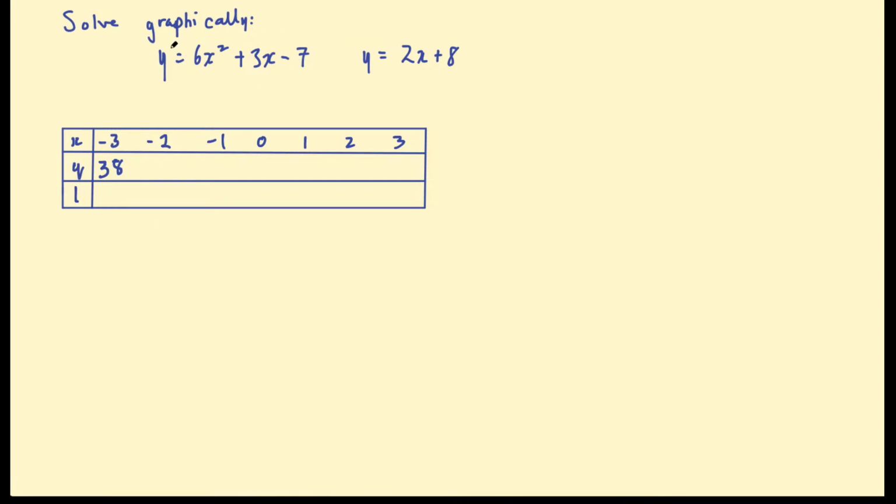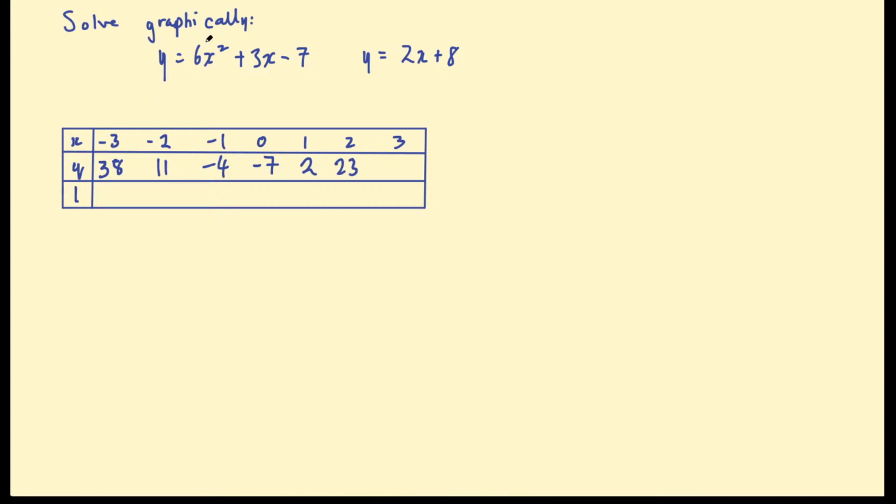Plug in -2 to this one here. -2 squared is +4, so 6 times 4 is 24. Take 6 is 18, take 7 is 11. Plugging -1 into this quadratic, 6 times 1 is 6, take 3, 3 times -1 is -3. So 6 take 3 is 3, take 7 is -4. 0 will be -7. 1 will be 6 plus 3, take 7, which is 2. Plugging 2 in, we will get 24 plus 6, which is 30, take 7, 23.